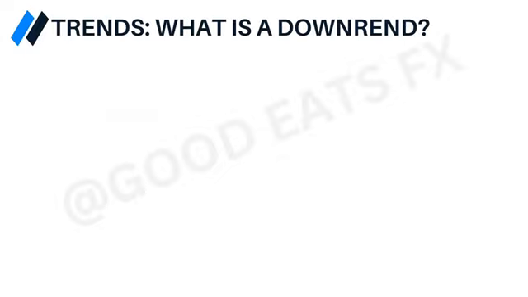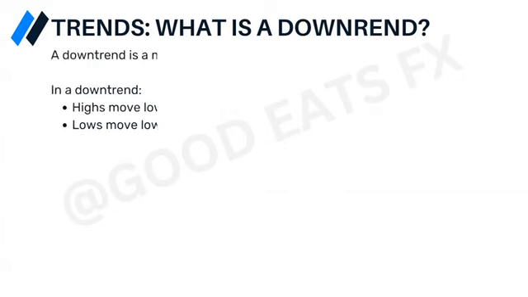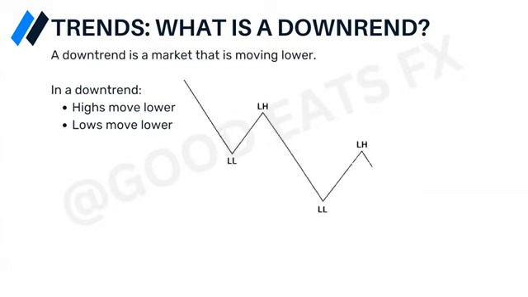What is a downtrend? It's going to be the complete opposite. A downtrend is a market that is moving lower. It's going to consist of highs that move lower and lows that move lower. It'll look something like this. If you look at all the highs, they're getting lower, and all the lows are getting lower.